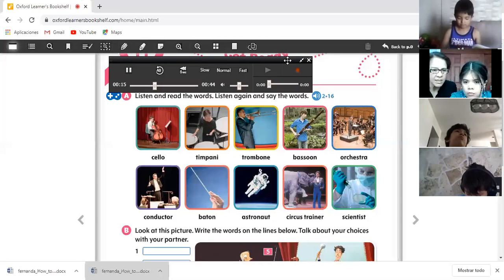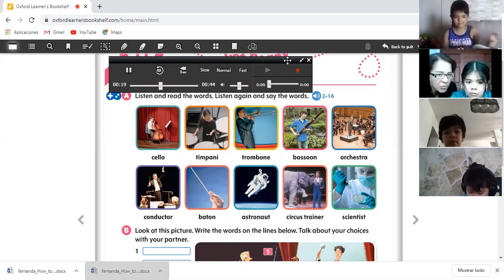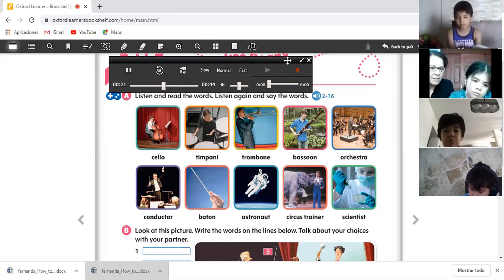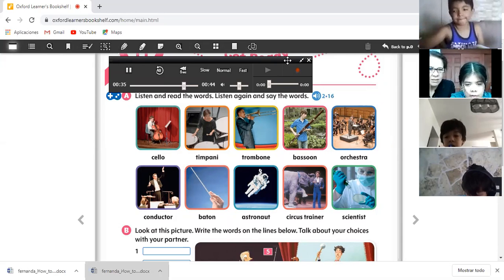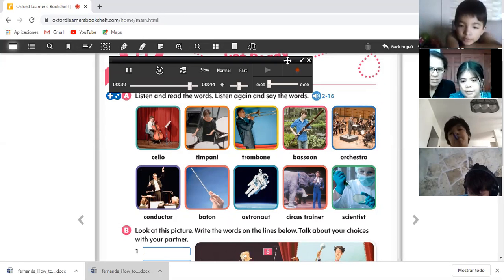Cello. Timpani. Trombone. Bassoon. Orchestra. Conductor. Baton. Astronaut. Circus trainer. Scientist.